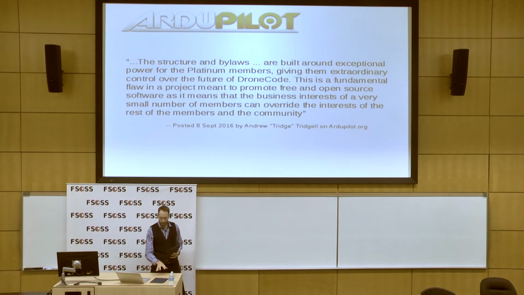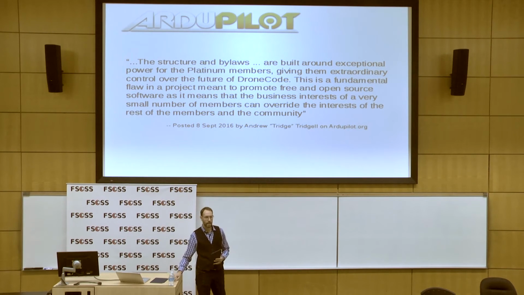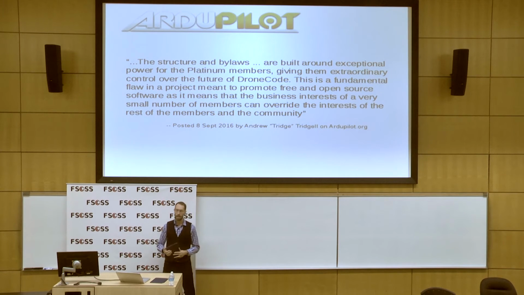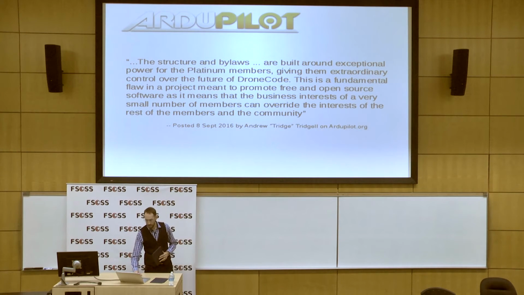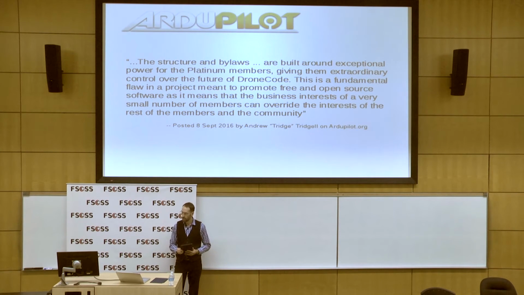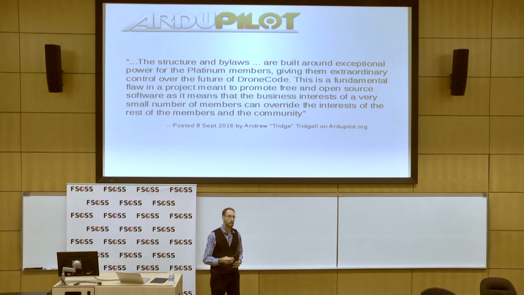And so, let me be clear here. I'm not going to bring this up to point fingers at the project or anything like this, but I want to highlight something that I noticed when this news broke. And so here's part of the statement. The structure and bylaws are built around exceptional power for Platinum members, giving them extraordinary control over the future of drone code. This is a fundamental flaw in a project meant to promote free and open source software, as it means that the business interests of a very small number of members can override the interests of the rest of the members and the community.